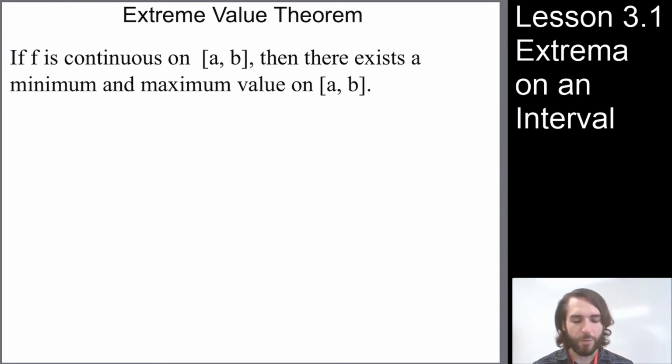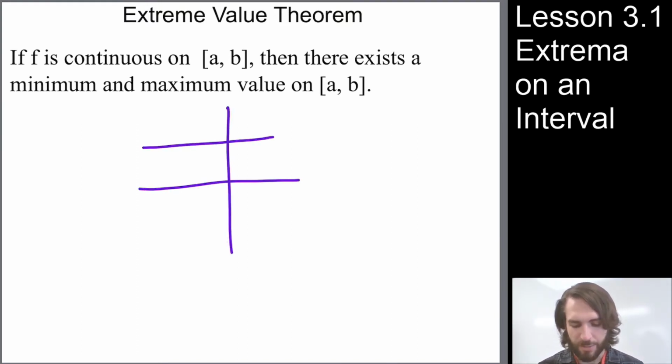The extreme value theorem says if f is continuous on a closed interval, a to b, then there exists a maximum and minimum value on a to b. So if you have a closed interval, you have to have an absolute maximum and minimum value. It could be at the endpoints, it could be somewhere in between, but it has to be somewhere. The strangest case is actually a horizontal line, because all the values are equal. So every value in there is both the absolute max and the absolute min, which is kind of strange.